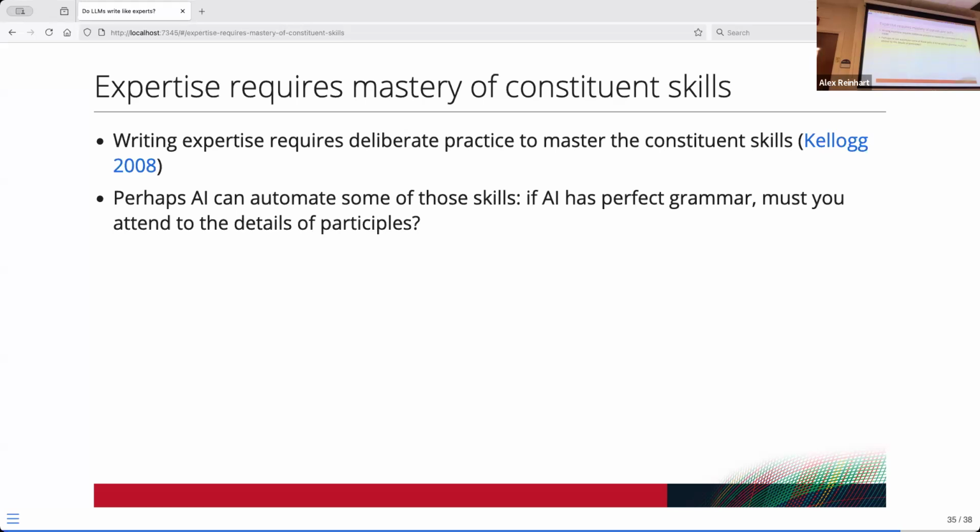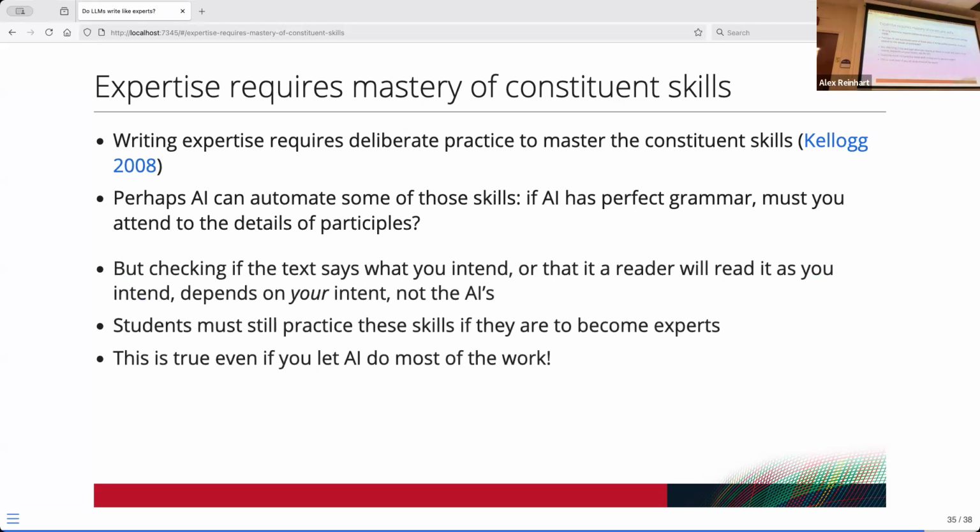And perhaps you could say, AI can help you with some of that. I don't have to master English grammar anymore because LLMs are really good. I mean, they're language models. They're good at that. So do I need to worry about what's the difference between a participle and a gerund? Well, probably not. But what about checking if the text says what you intend, or how the audience of your writing will perceive it? The things that, to be able to write fluidly, you have to be able to do sort of automatically.